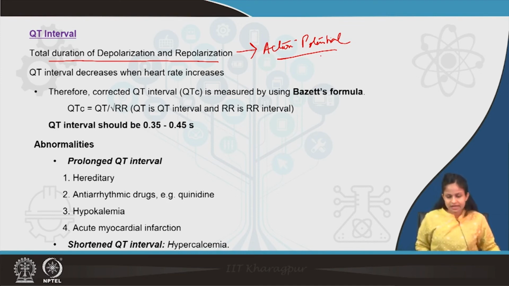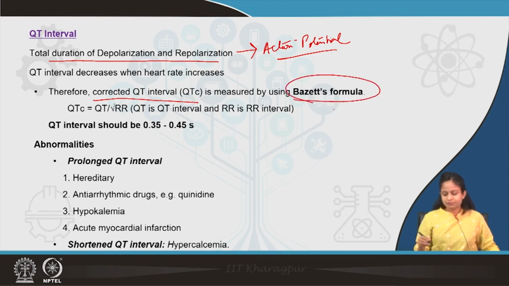So, in this case the corrected QT interval is important. We have to calculate the corrected QT interval, which is usually measured by Bazett's formula. Bazett's formula says the corrected QT interval is QT divided by the square root of the RR interval. The corrected interval should range within 0.35 to 0.45 seconds.